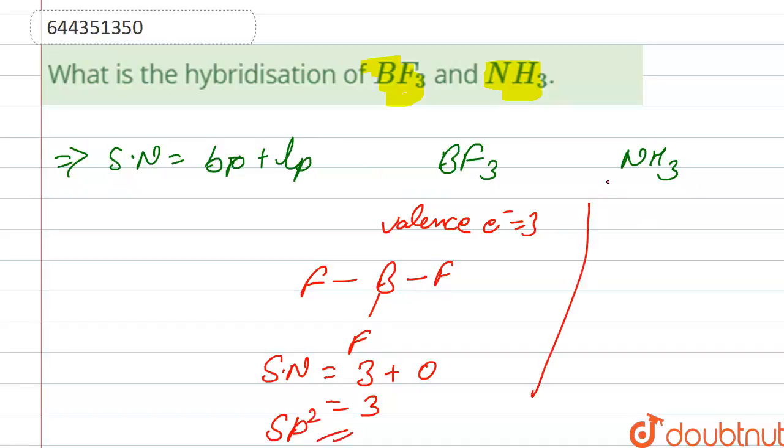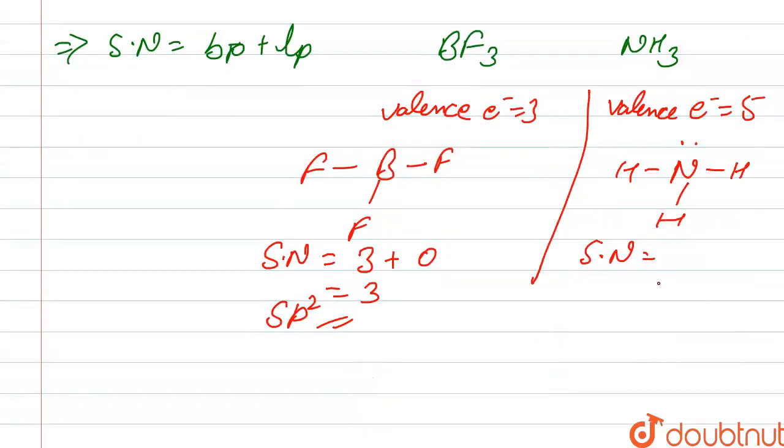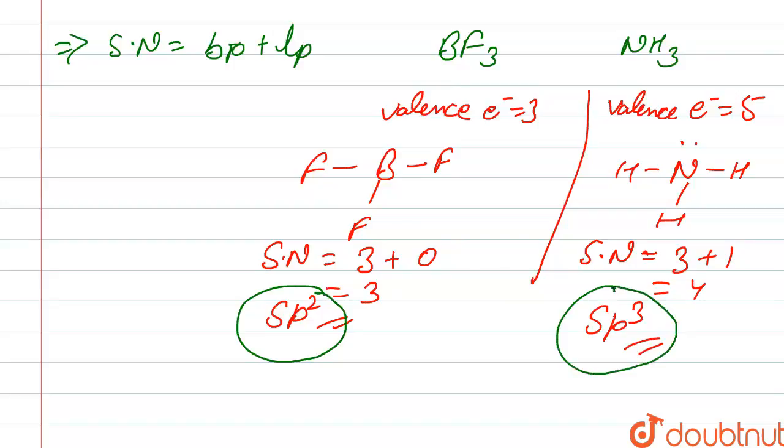Next is our NH3. So here the valence electron of N is 5, and it forms bonds with 3 hydrogen, so the structure is like this, and one lone pair. So its steric number is 3 bond pair, so it is 3, and one lone pair, so its steric number is 4. So its hybridization is sp3. So sp2 is the hybridization of BF3, and sp3 is the hybridization of NH3.